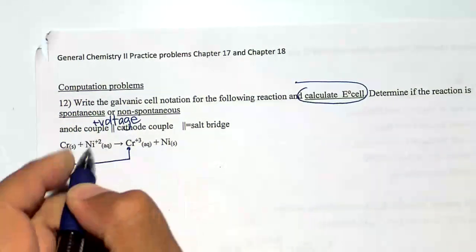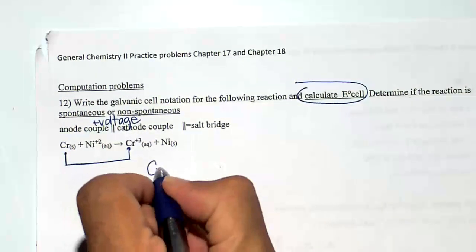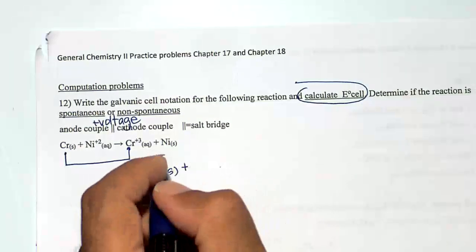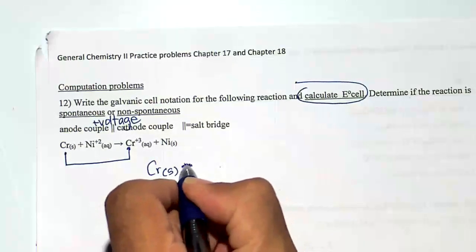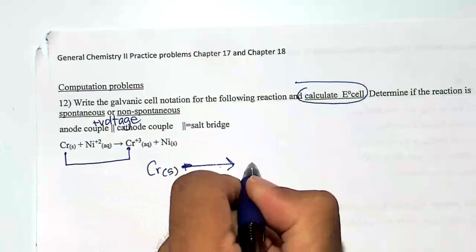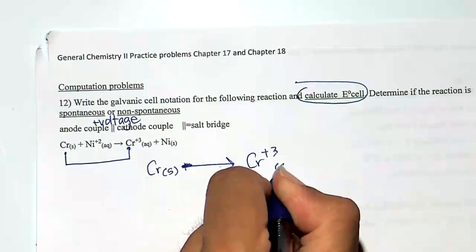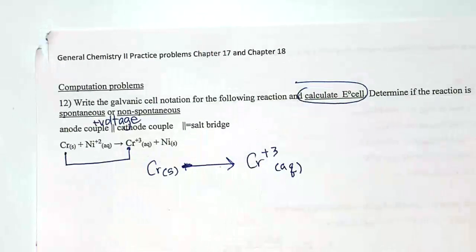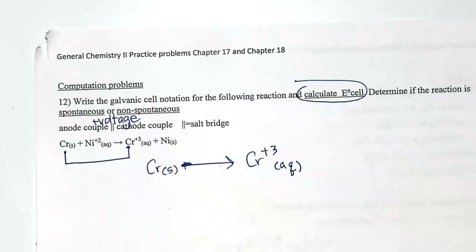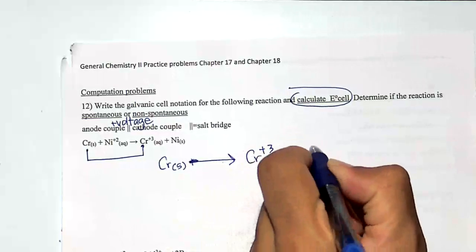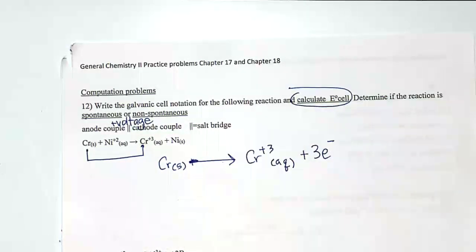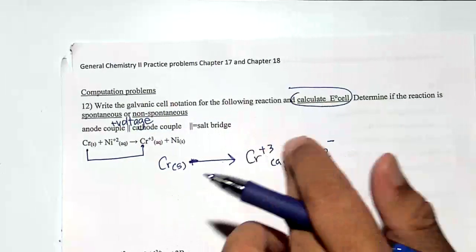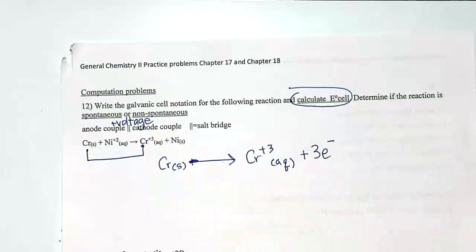So you have chromium solid goes to Cr plus 3. How many electrons and where should they go? Does everyone agree with me? There should be 3 electrons on the product side to balance out the charge. Plus 0 here, plus 3, minus 3 there. So this is an anode, oxidation. That's what's happening in the blue.